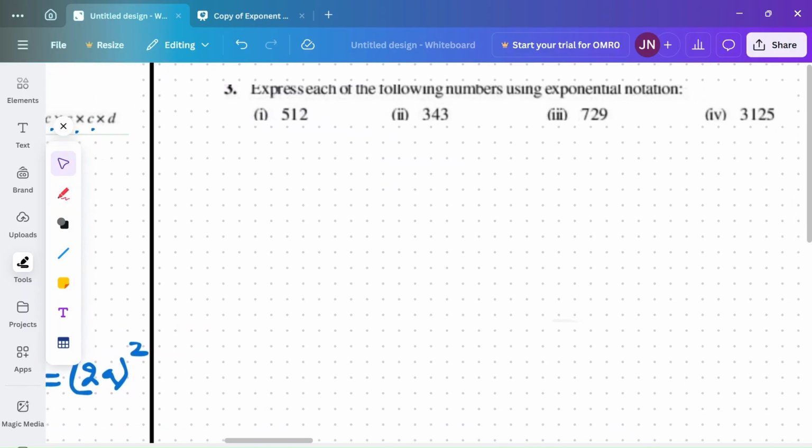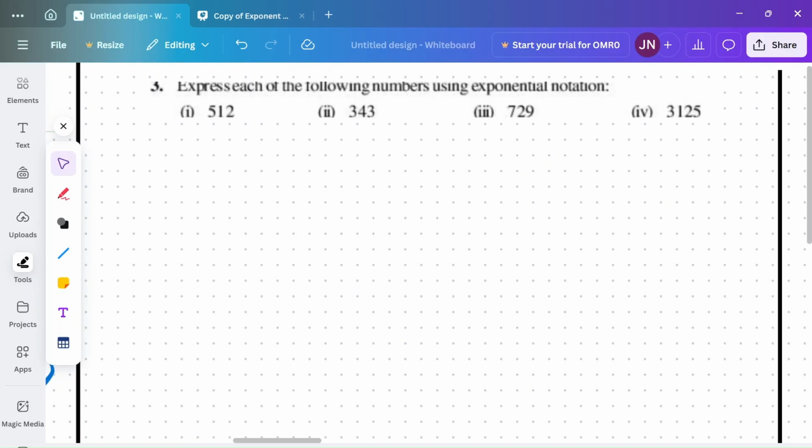Okay, now let's have a look at the third question. From here, this is the second level of questions based on exponents, a little tougher and more difficult than the previous one. Now these numbers are quite big, so you have to write them in exponential form. For this, what you need to do is first write the product form of these numbers.